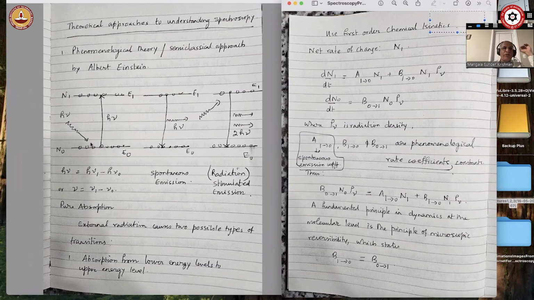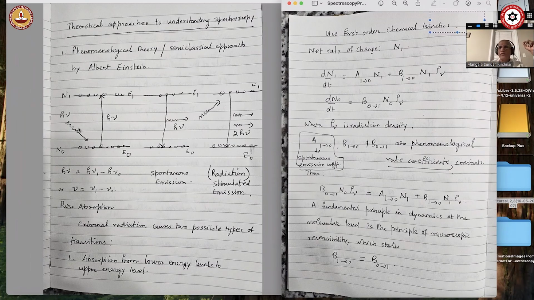So N0 molecules in the ground state, N1 in the excited state. The rate of change of N0 is due to 2 things. One is that N0 is changed to N1 by the absorption of the radiation. So the rate of formation of N1 is the number of N0 molecules moving up to N1. That rate, dN0 by dt, is obviously proportional to the amount of molecules which are there, and also the radiation intensity. It's a first order process, first order chemical kinetics.